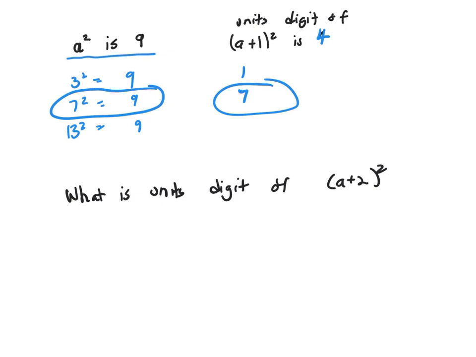So now come down here. What is the units digit of a plus 2 squared? 7 plus 2 squared. 7 plus 2 is 9, squared is 81. The units digit is a 1. There's your answer.